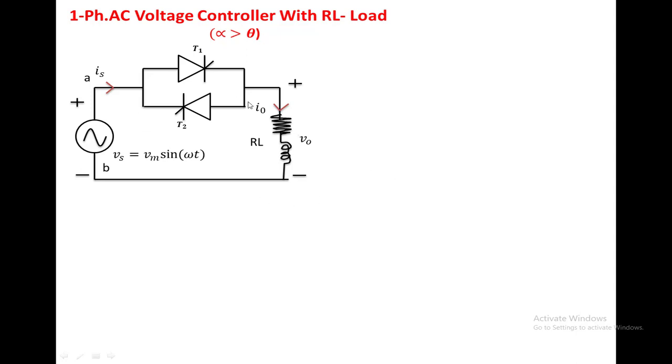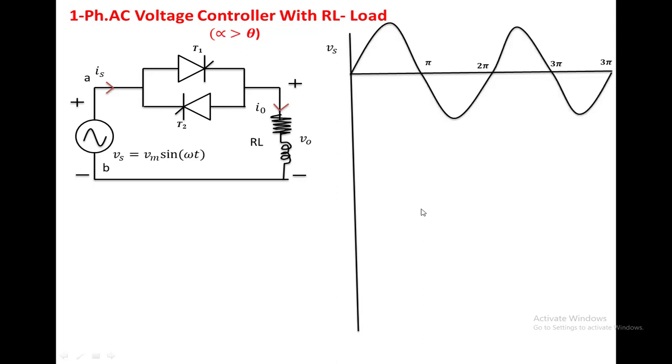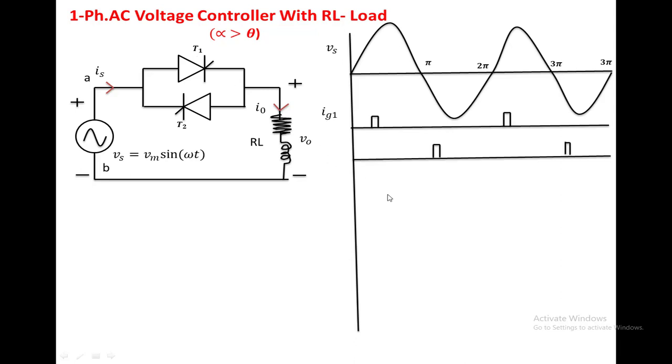To explain the circuit operation, again we have taken two cycles of the input voltage, pi, 2 pi, 3 pi, 4 pi. Whenever the SCR1 is forward biased, apply the triggering voltage to T1 with the delay angle alpha. Here we assume that this firing angle should be greater than the load angle. Whenever T2 is forward biased, apply the triggering voltage to T2. That happens during the negative cycle of the input voltage with the same delay angle.